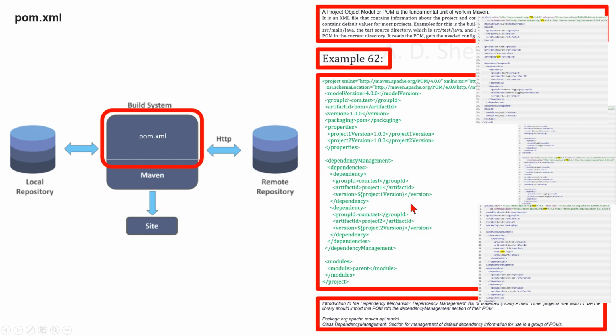The root project is the BOM POM. It defines versions of all artifacts that will be created in the library, and other projects that wish to use the library should import this POM into the dependency management section in their POM. The parent subproject has the BOM POM as its parent. It is a normal multi-project POM. And next are the actual project POMs.